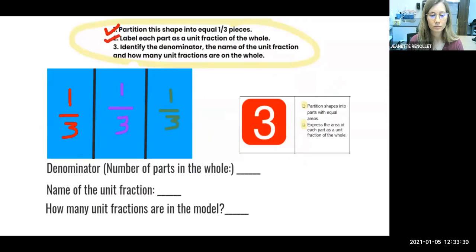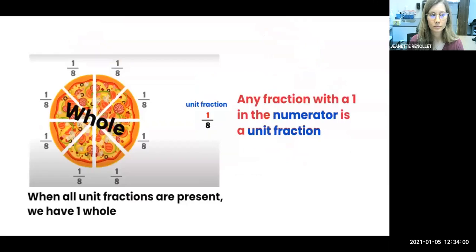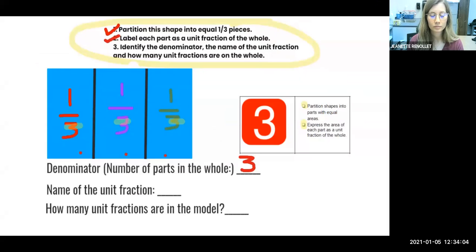I can see that there are 1, 2, 3 parts, and I can also see that 3 is the bottom number on each of these fraction names. So my denominator is a 3. There are 3 parts in the whole. The name of the unit fraction is one part of the whole. So the name of the unit fraction for this is 1/3.